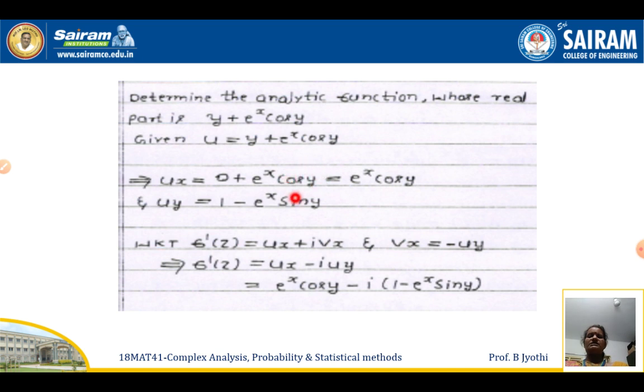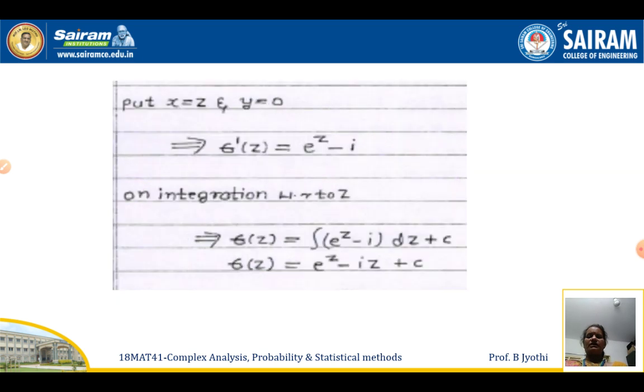y will be a constant, so we get only e^x cos y, and u_y will become 1 minus e^x (a constant) into the derivative of cos y, which is sin y. And we know that f'(z) is u_x + i v_x, where v_x is minus u_y. So we get u_x minus i u_y, or e^x cos y minus i times (1 minus e^x) sin y. Put x = z and y = 0, we get f'(z) = e^z minus i.